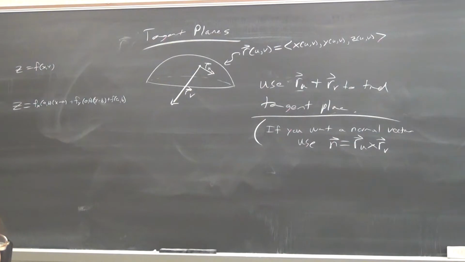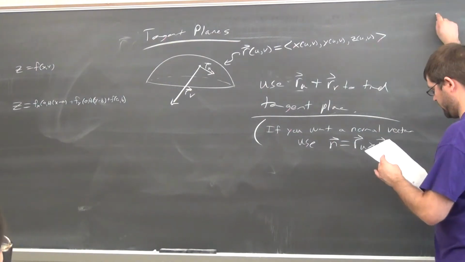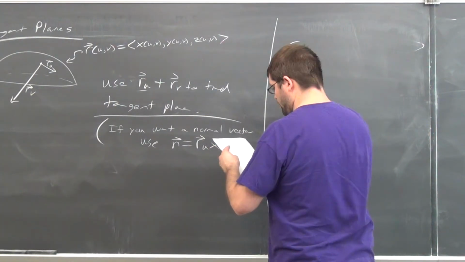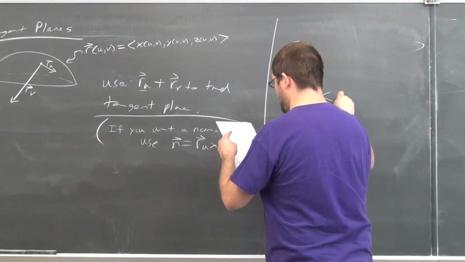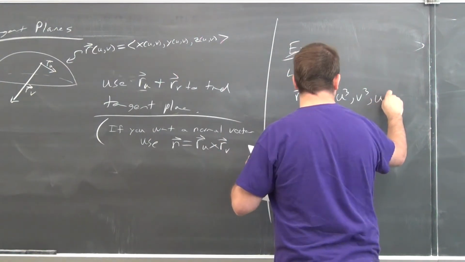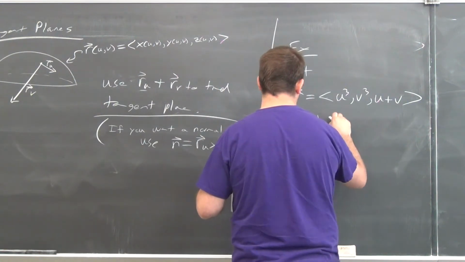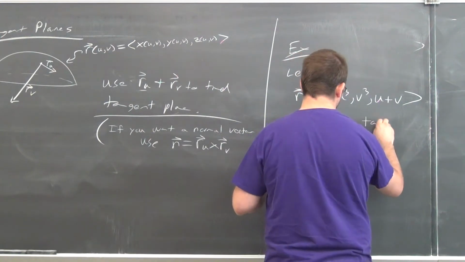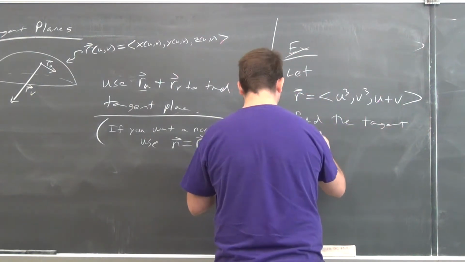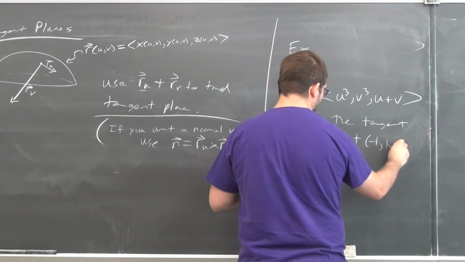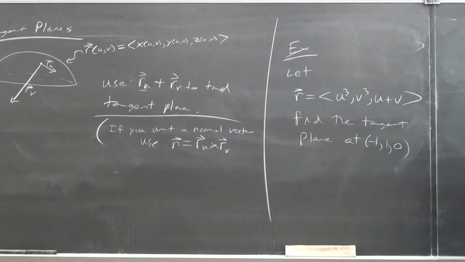So let's do one quick one. Let r be u cubed, v cubed, u plus v, and find the tangent plane at -1, 1, 0. So think about what those things mean for a minute.